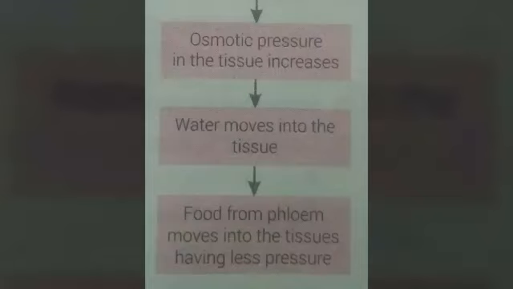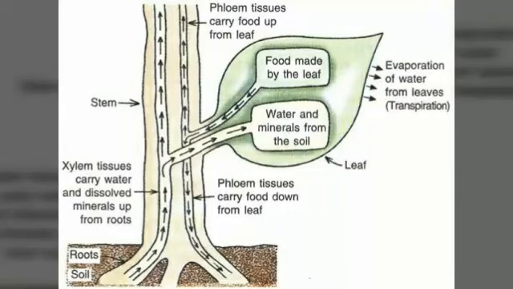Now understand through the points. The food sugar stored in leaves is loaded into sieve tubes of phloem tissue with the help of the adjacent companion cell using ATP. Then osmotic pressure in the tissue increases, water moves into the tissue, and food from phloem moves into the tissues having less pressure. It means the food is transferred from higher pressure to lower pressure.